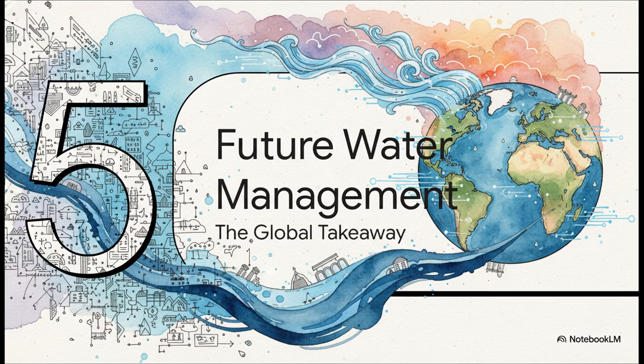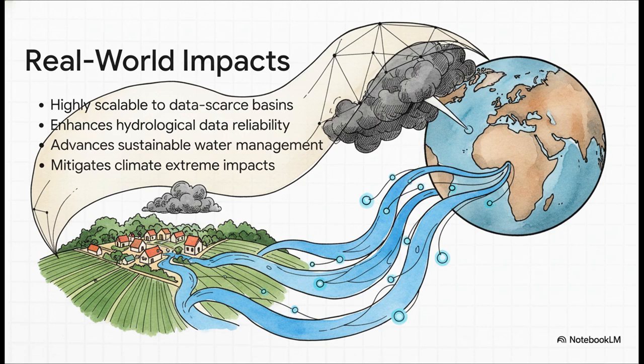Section 5. Future Global Water Management. The global takeaway. So let's zoom out from all the math and algorithms for a second. What does this actually mean for humanity on a warming planet? While the real-world impact is huge, this isn't just about Thailand. This framework is highly scalable to data-scarce river basins all over the world.